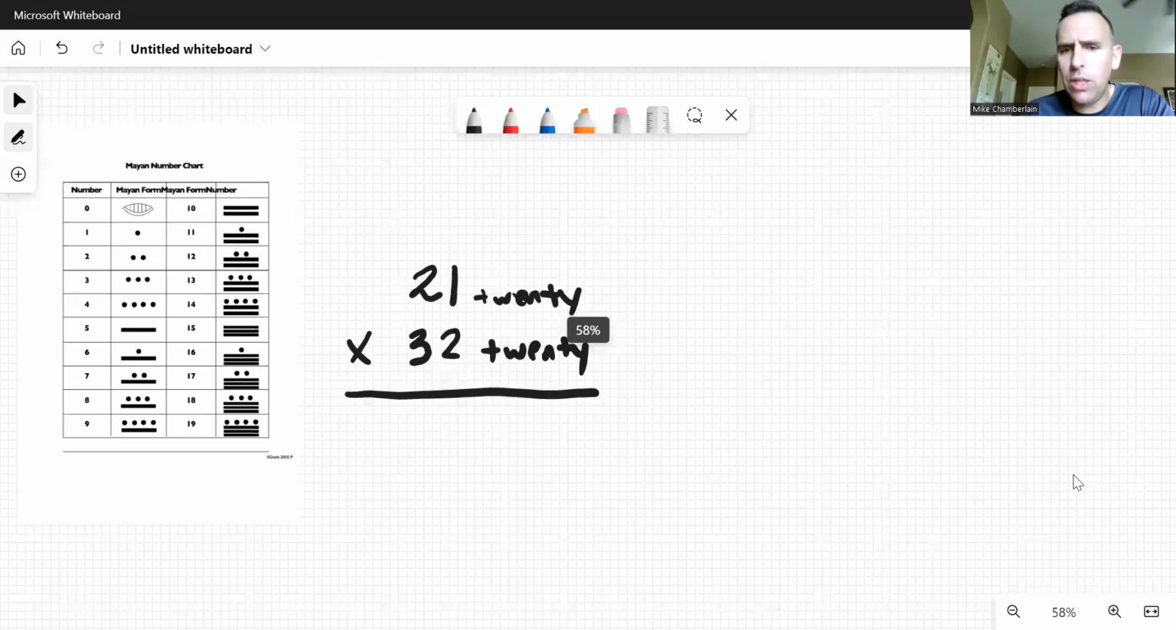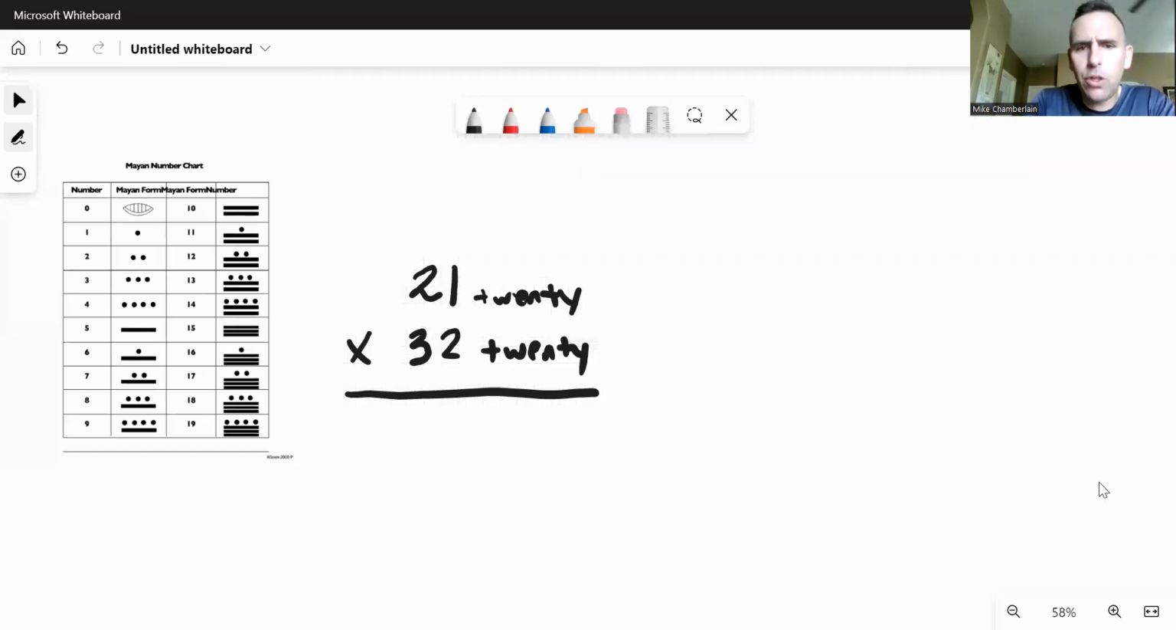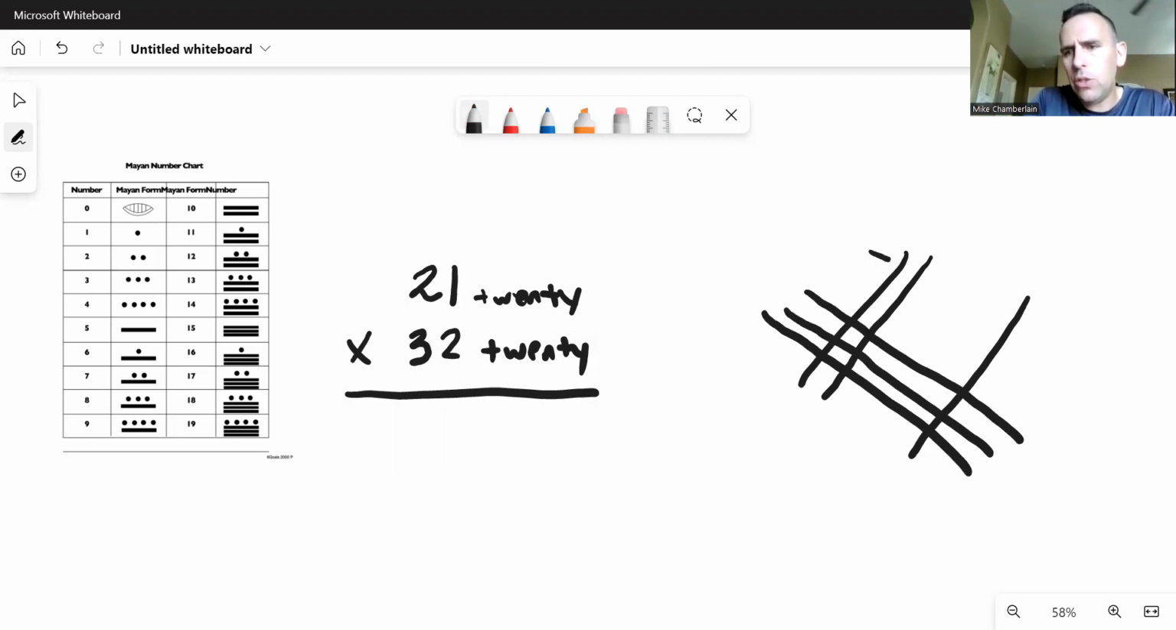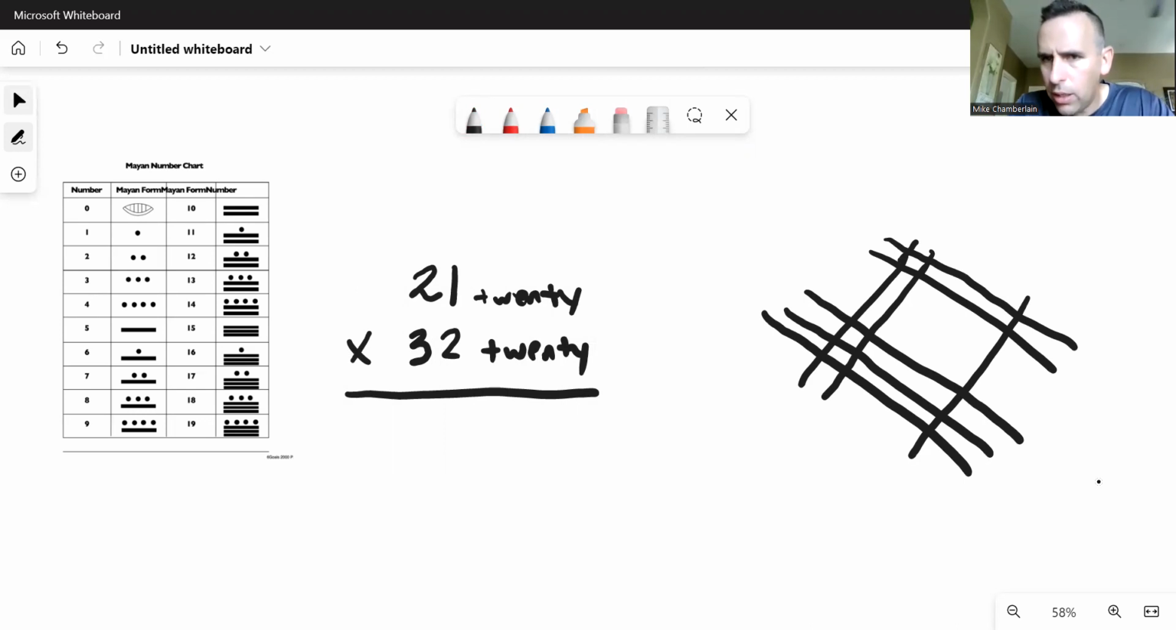So the Mayans had this really unique thing where they would take the first number, 2, 1 in this case, and they would draw 2 lines and that's in the 20s place, and then 1 line in the ones place. Then they would focus on the next number, which is 3, 2, and they would put 3 lines in the 20s place, and then just 2 lines. I need to extend these a little bit here, and then they would just count the intersection points. All right, so what I mean by that is, where do these lines cross each other?